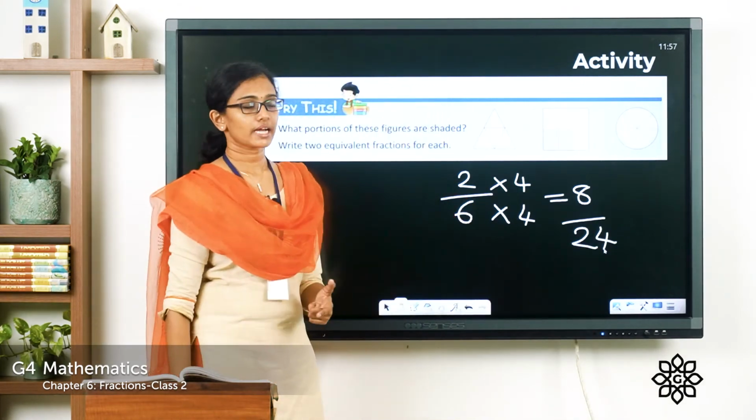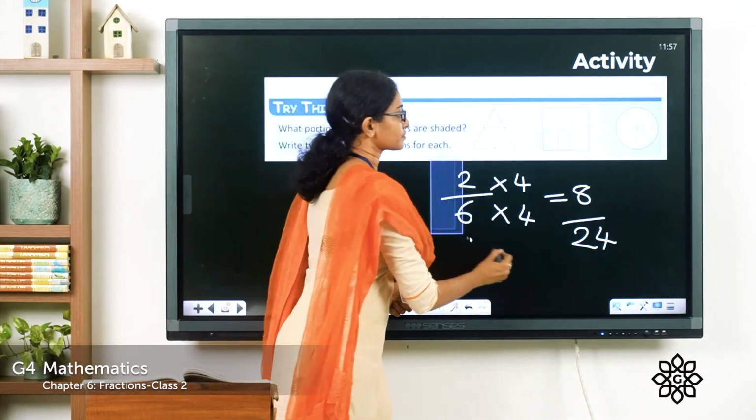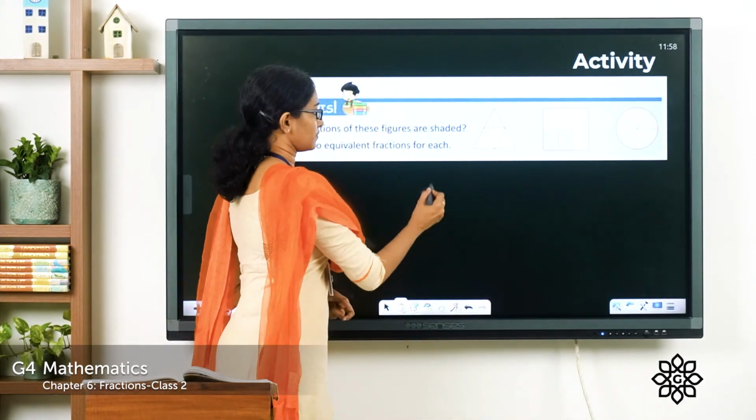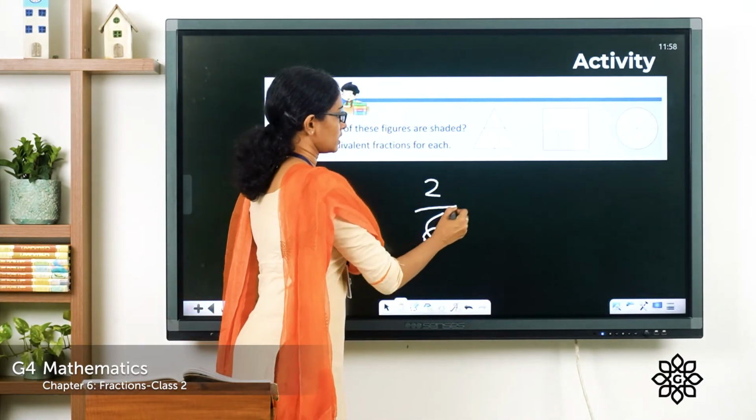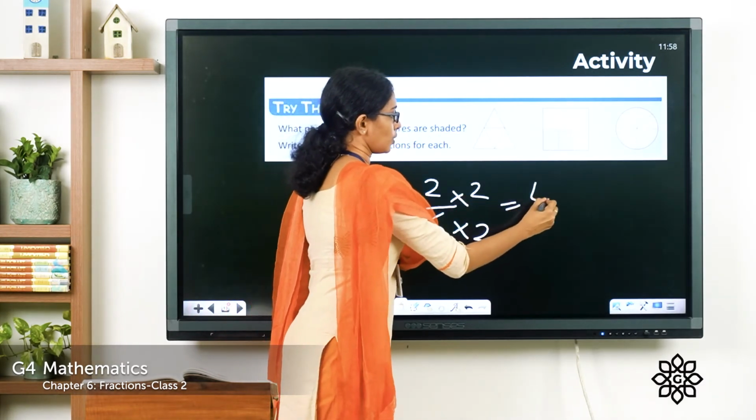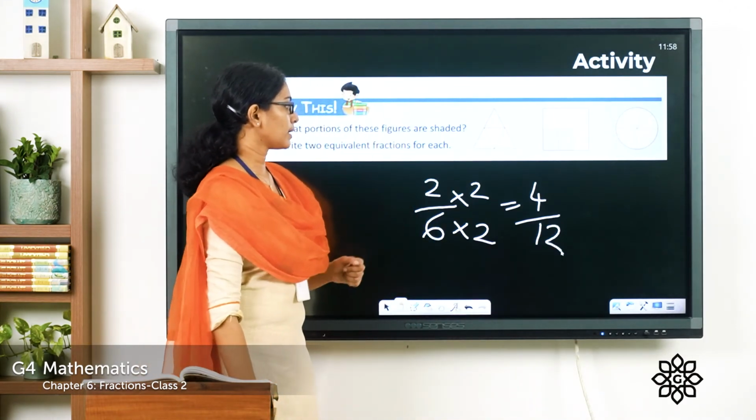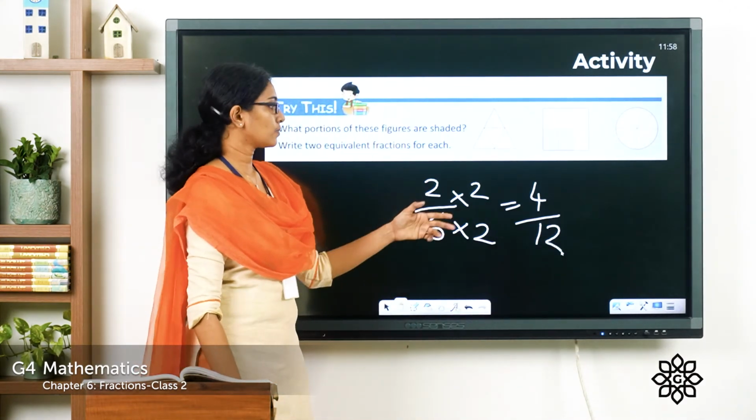We need one more fraction. Shall we write one more equivalent fraction here? So our fraction was 2 by 6. We need to multiply it with 2. So that is equal to 4 by 12. So we got 8 by 24 and 4 by 12.